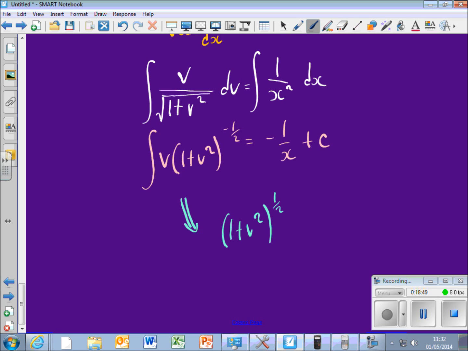Let's try and differentiate that. If I differentiate that, I'm going to get 1 half times 1 plus v squared to the minus a half, divided by the new power, so the halves will cancel. And then I times by the differentiation of the thing inside, which is 2v, yeah? Which is the same thing as what I had, wasn't it? So is the integration just 1 plus v squared to the power of a half? If I differentiate that, I get that, don't I? So it's alright.